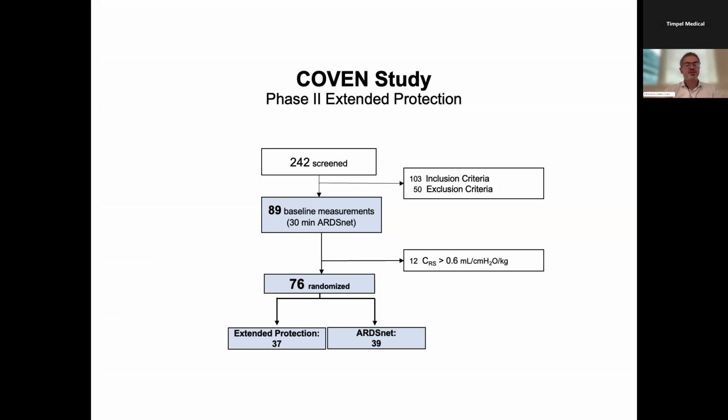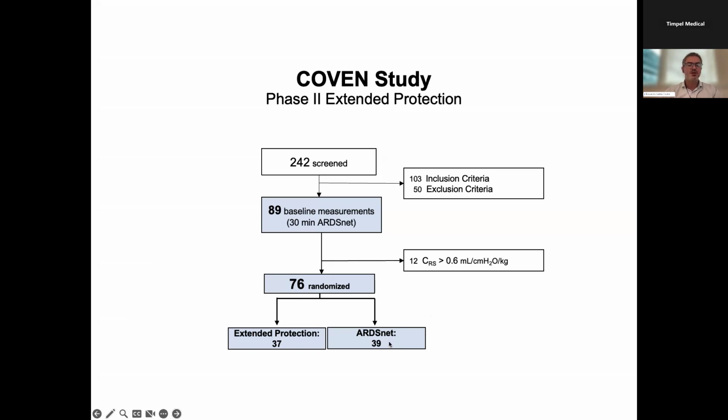This is the final paper that I'm going to show you. It's an application of this tool at the bedside. It occurred during the pandemic, in our ICU at the University of São Paulo. We included almost 80 patients, and these patients were randomized to two arms.